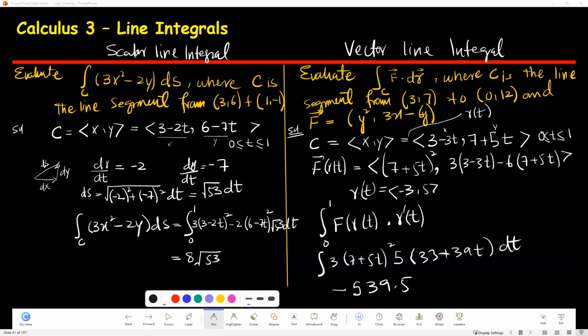Let me just do it one more time. Okay. Now I'm going to go to the next slide and do some problems for a little bit more complicated line integral.